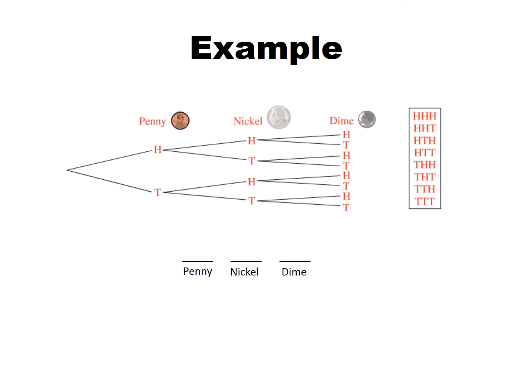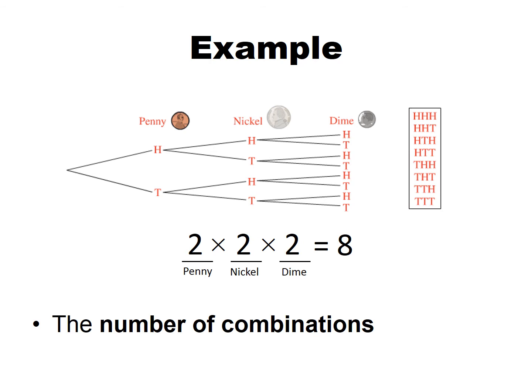Now let's apply this fundamental counting rule to our 3-stage experiment. So we draw one blank for each stage, the penny, the nickel, and the dime. And I say, well, there's 2 outcomes from the penny, 2 outcomes from the nickel, 2 from the dime. I multiply them and I get 8. And so this fundamental counting rule applies to more than just 2-stage experiments. We can apply it to any number of stages. So there's 8 possible outcomes.